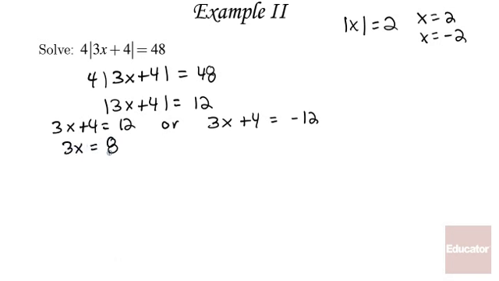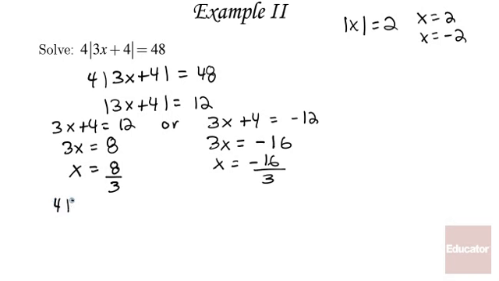3x equals 8. So I have 3x plus 4, so I subtracted 4 from both sides. Okay. And then over here, I have 3x equals negative 16, subtracting 4 from both sides. So just doing these together. Now, dividing both sides by 3 is going to give me x equals 8/3. Dividing here, I get negative 16/3. Now, check each of these in the original.